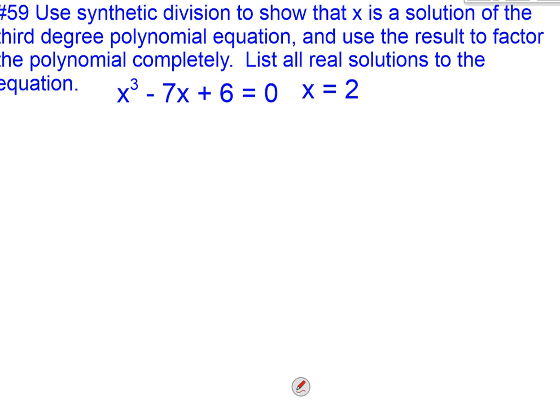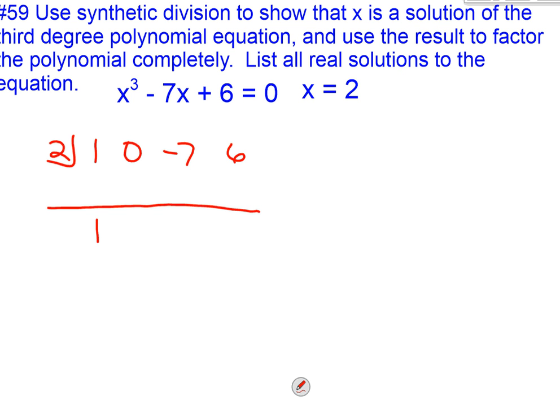So if x equals 2 is a solution, when I do synthetic division, what am I going to divide by, 2 or negative 2? I'm going to use 2 to divide. And what do I have to make sure I do when I do synthetic division? Add x squared in there. So my coefficients are 1, 0, negative 7, and 6. What should my remainder be when I do this problem? It should be 0. And so let's take a minute and see.